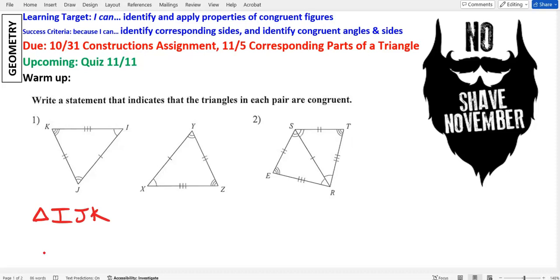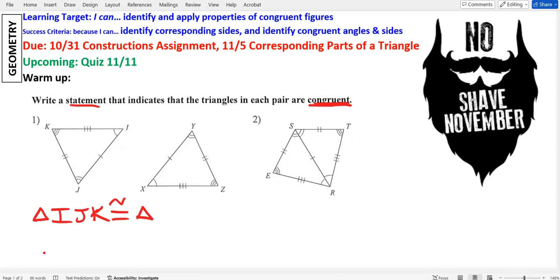Now, what are we making a statement about? About these triangles being congruent. So I'm going to put a congruent symbol. Equal, squiggle. Cool. So what triangle does it match? Remember, you can't just put three random letters. It's not always alphabetical, but it does have to match because order matters.